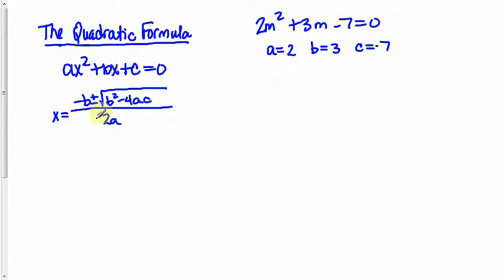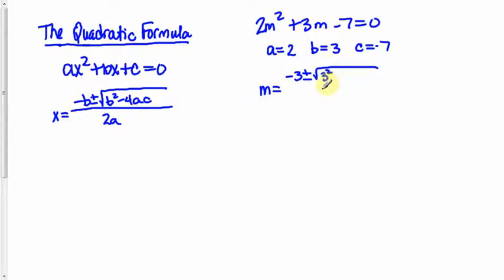So instead of it saying x equals, this one's going to say what? M equals, right? Because m is my variable that I'm solving for. Is that correct? Okay, m equals negative b, so negative 3, plus or minus square root of b squared, so 3 squared.